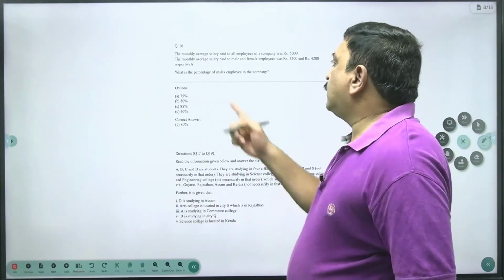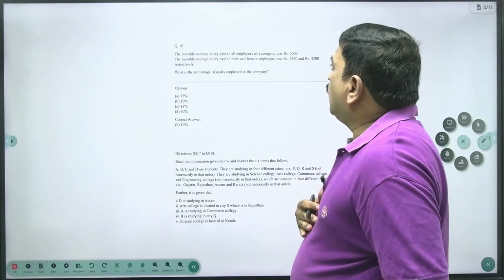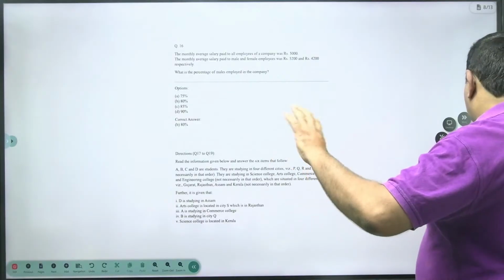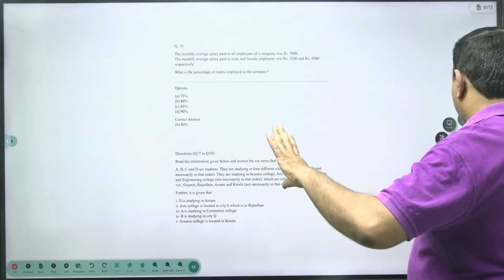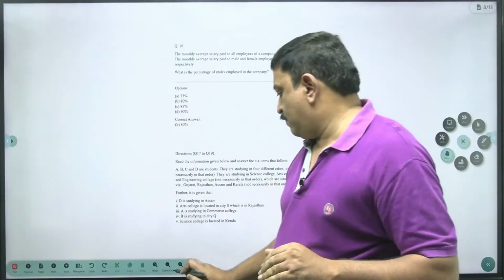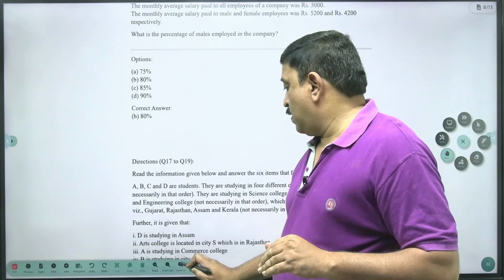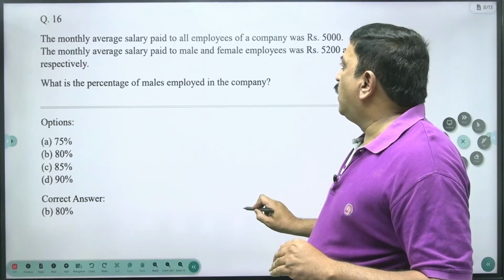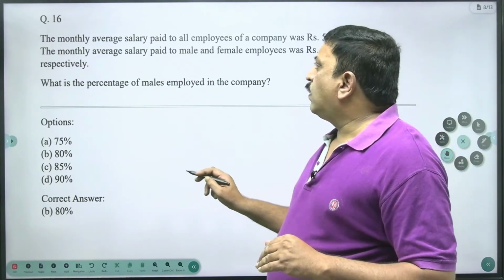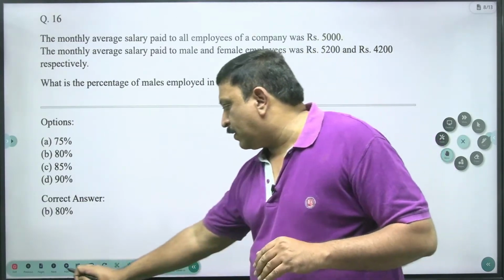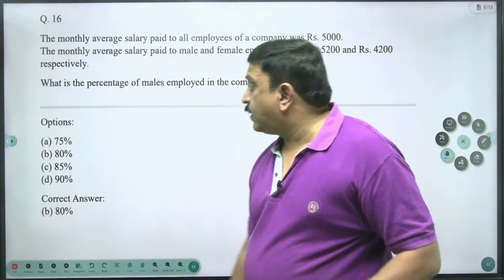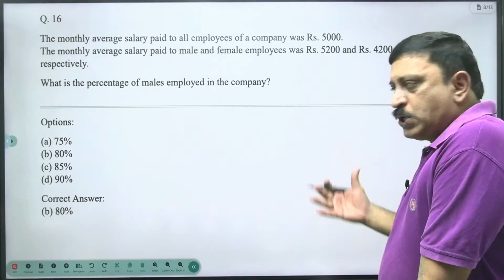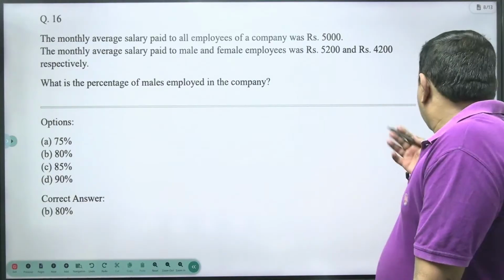This is a case of averages, but I have chosen this question only because they have given a wrong answer. And even here, can we get the answers directly? It's a case of just the allegation rule. People can get the answer, no doubt.